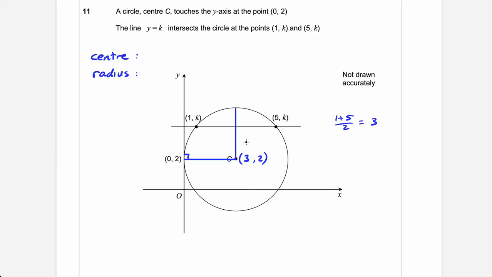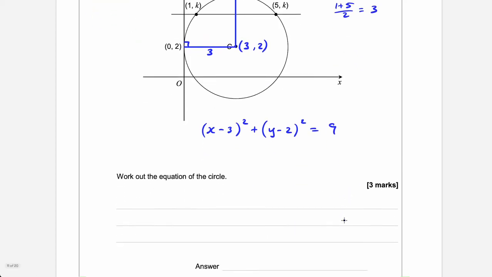Now also, guys, the radius is 3, because this goes from (0, 2) straight across to (3, 2), so the radius is 3. So the equation of the circle is just (x minus 3) squared plus (y minus 2) squared equals 3 squared, which is 9. And that's it. That's question 11.